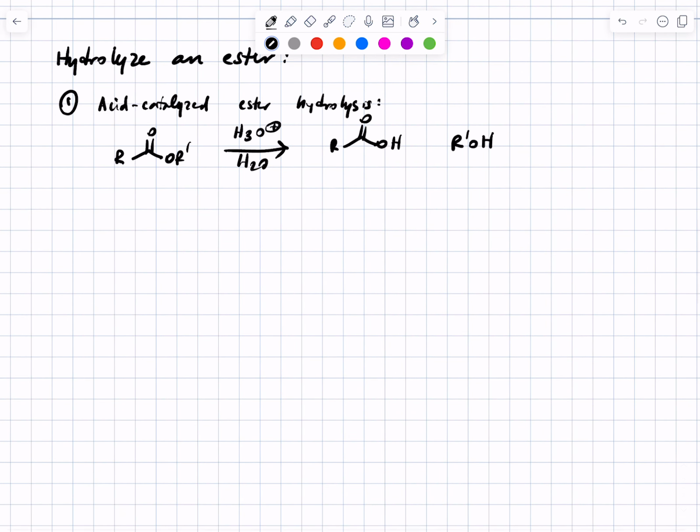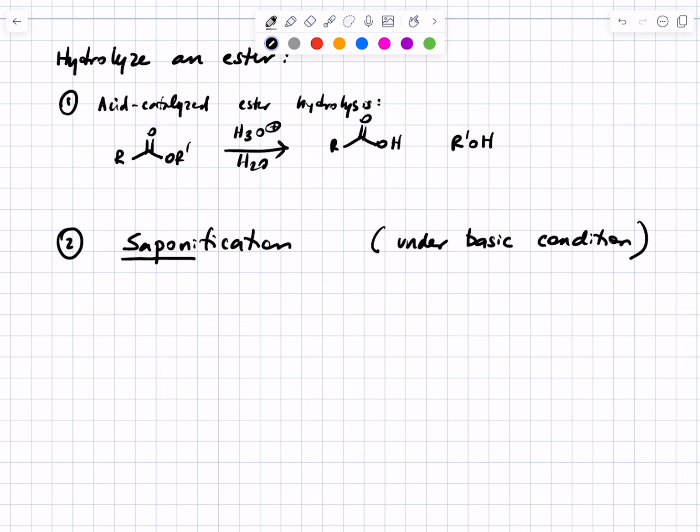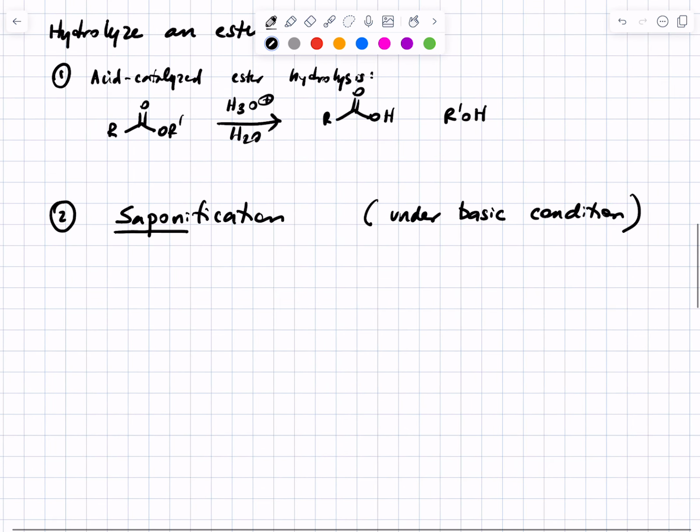The second option is called saponification. And why is it called that? Well, that root word comes from the same word that we use for soap. And ester hydrolysis, basically under basic conditions, that was an unintentional pun. I am amused at myself. Under basic conditions leads to hydrolysis of the esters.